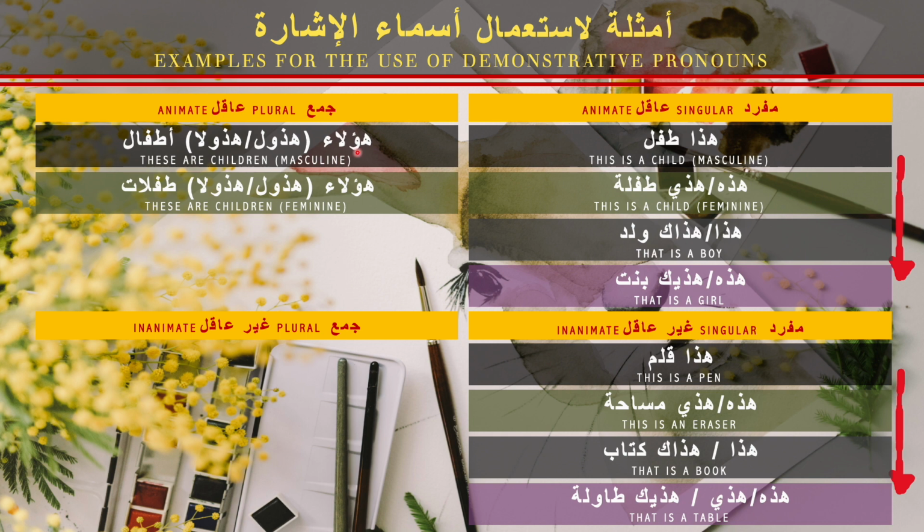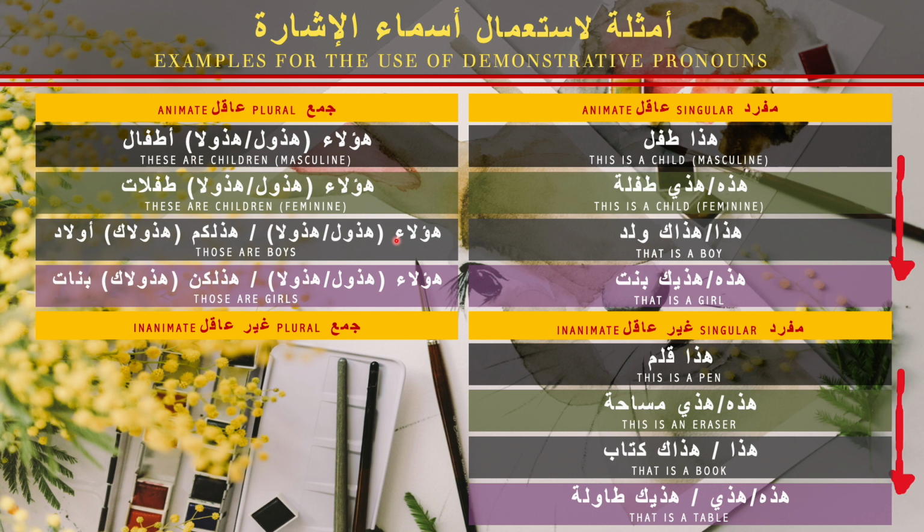Next batch. هؤلاء أطفال. For the modern standard Arabic; for the spoken dialects, هذول, هذولا أطفال. One of them, هؤلاء طفلات. هذول or هذولا طفلات. Masculine and feminine are the same for the plural animate. Then هؤلاء, هذالكم, أولاد. It depends on the distance for the modern standard, but for the spoken dialect it is هذول or هذولا أولاد or هذولاك أولاد. Similarly for girls, بنات. هؤلاء بنات. هذالكن بنات for modern standard Arabic. هذول, هذولا or هذولاك بنات.